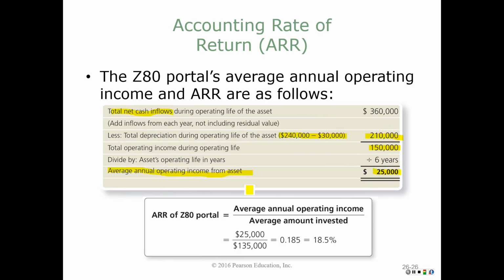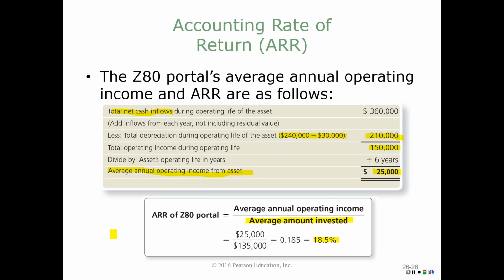So we've got a $25,000 average annual operating income, and we're going to divide by the average amount invested. Now this time we do have a residual value, so this is going to be the same 240. We're calculating the average amount invested. It is simply our $240,000 that we have invested in this asset plus the $30,000 residual value divided by 2, and this generates an average amount invested of $135,000. Now we have an 18.5% return on investment.